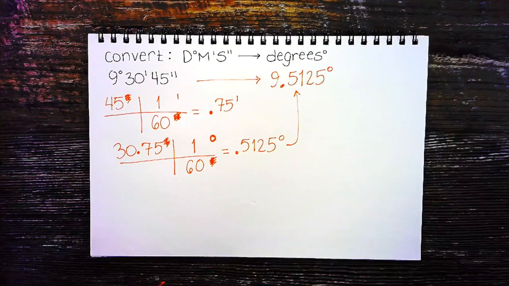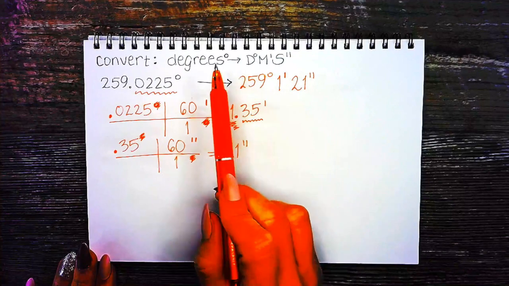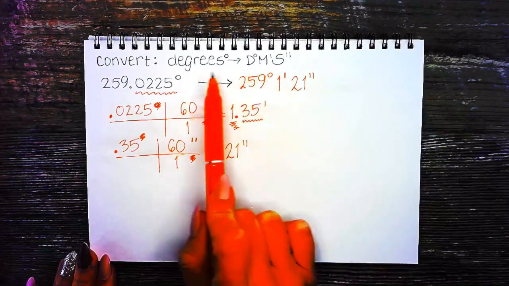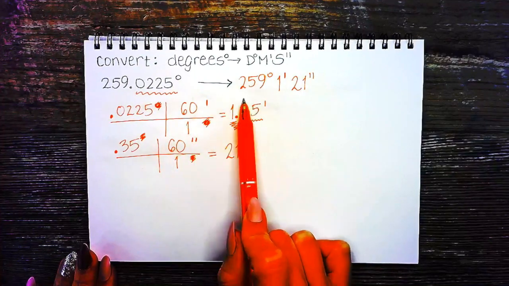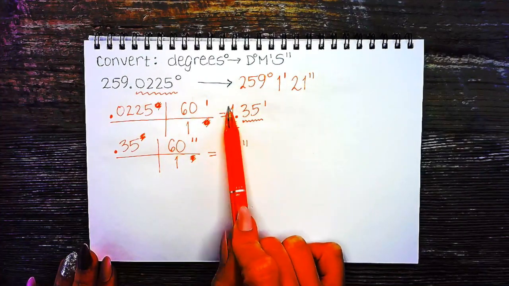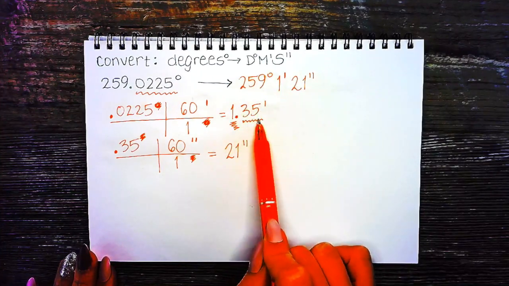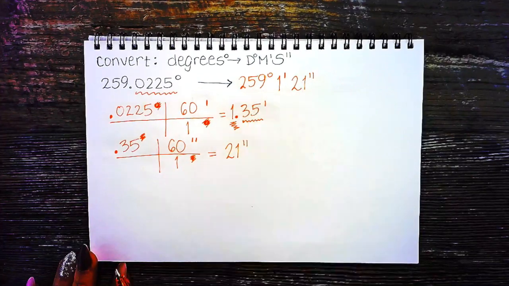So let's look at the other one more time. When we are going from decimal degrees to degrees, minutes, seconds, you take the decimal value and you multiply by 60. You get an answer. This whole number goes towards our solution. We take the decimal value and multiply by 60. This whole amount goes towards our answer.